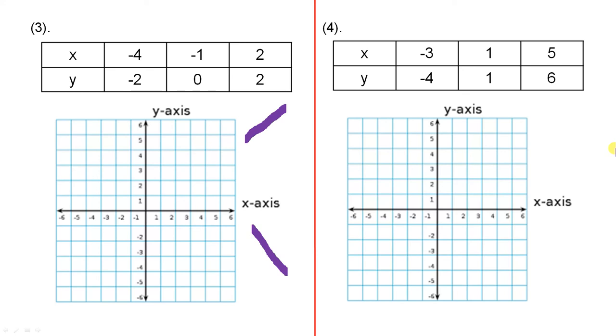So this video has given us some slides where we can practice plotting points on a number plane, and when you join those points you form lines.